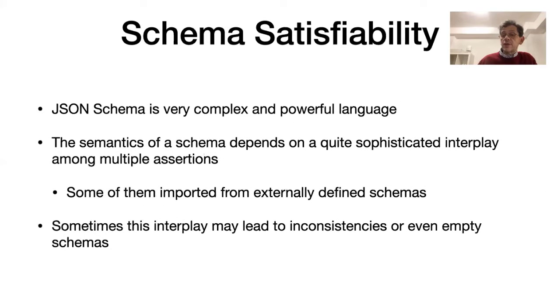Why schema satisfiability? Well, indeed, JSON schema is a very complex and powerful language. The semantics of its schema depends on a quite sophisticated interplay among multiple assertions, and some of them are imported from externally defined schemas, so you have no control on those assertions. And sometimes this interplay may lead to inconsistencies or even empty schemas.